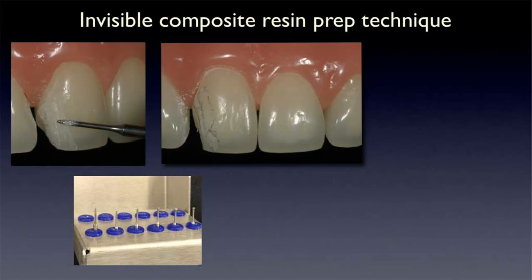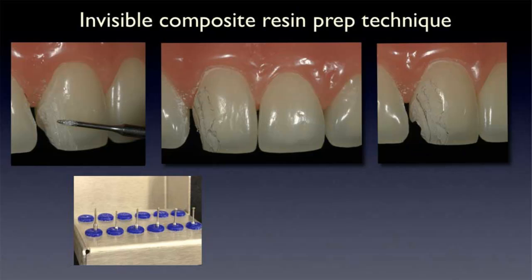Then, as I mentioned, I place this clear matrix here to protect the surface so I don't get any sort of etching or any sort of adhesive on that surface. And then I'm going to place my selective etch technique. I'm going to etch the enamel. Then I'll place my adhesive on, and I'll light cure. And now, because I protected that surface, I can go ahead and do a freehand build without feeling as if I'm going to splint my composite to the adjacent tooth. All right?